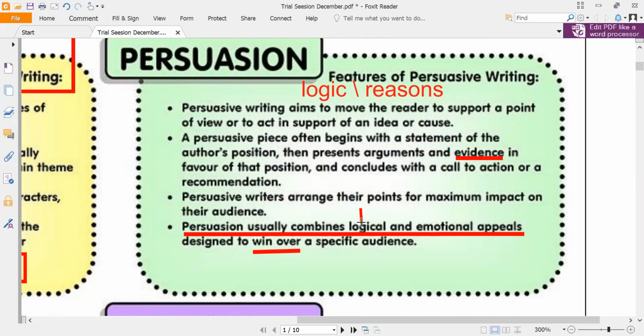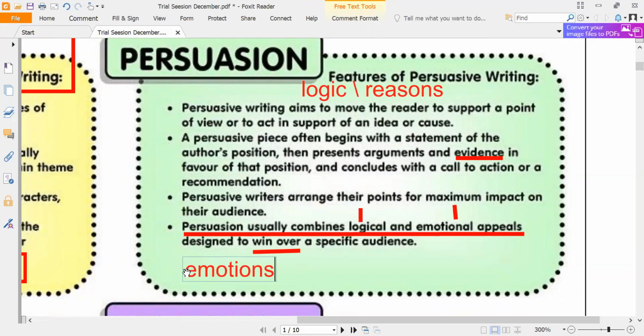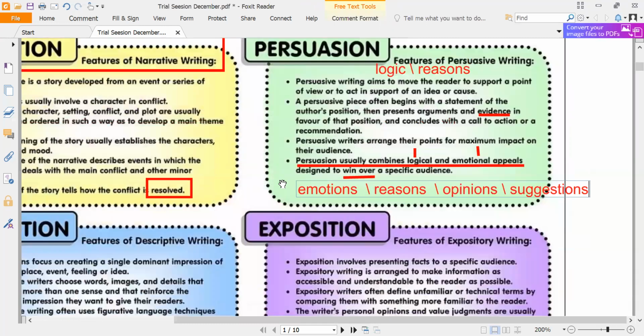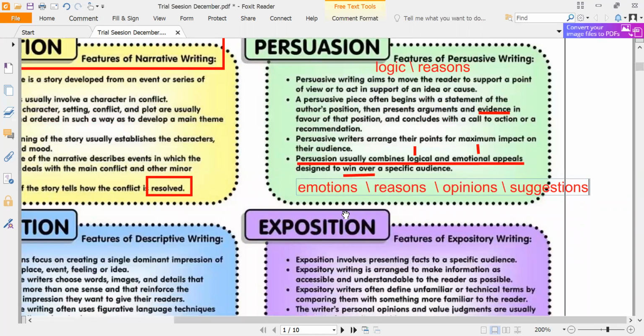Combined logical, this is what I meant by logic. Emotional appeals are the reasons that you should use to persuade somebody. I hope now you understand. How can you identify that this text is persuasive? Persuasive text includes emotional appeals, can include reasons and logic, and can include mostly opinions and suggestions. Clear? Clear. So now we have the second type of genre or text, which is persuasive text.